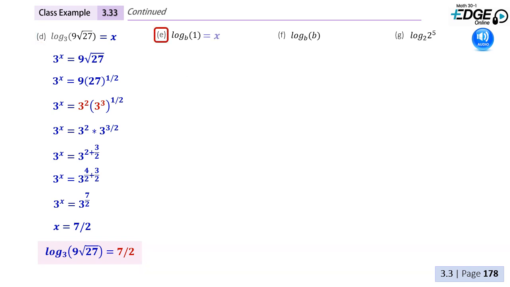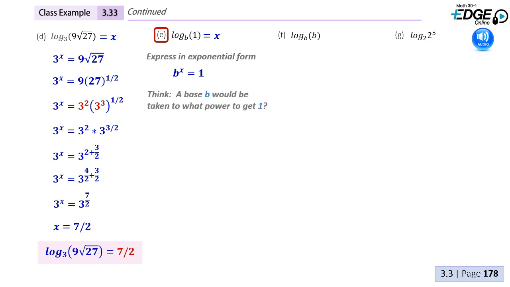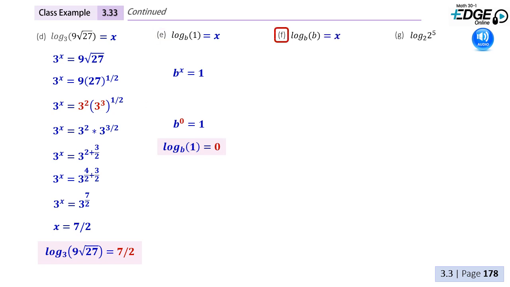Part E is a conceptual question. What exponent will be written on the base of b to generate an output of 1? The answer to this question is always 0. Regardless of the base, if the output is 1, it's because the exponent is 0.